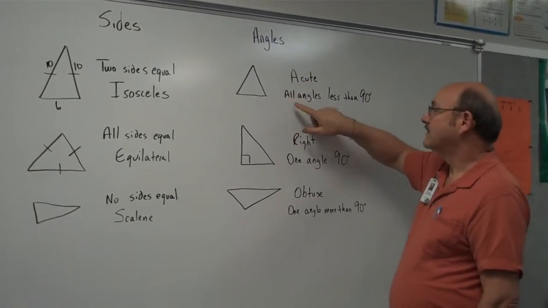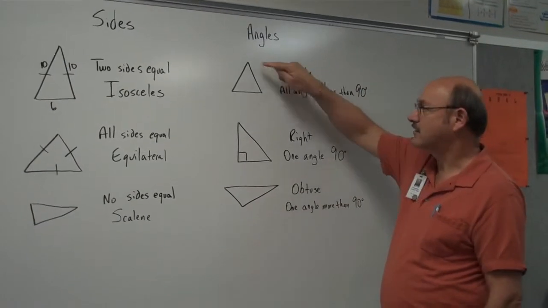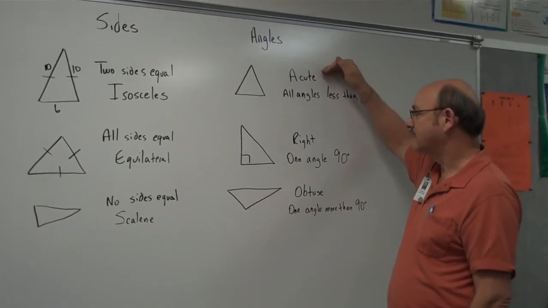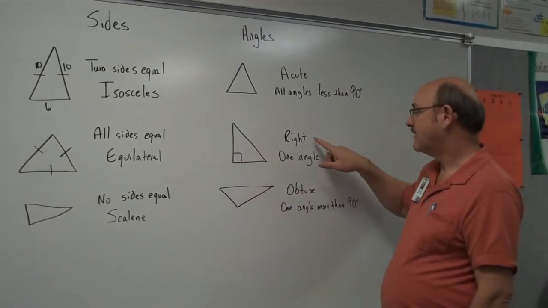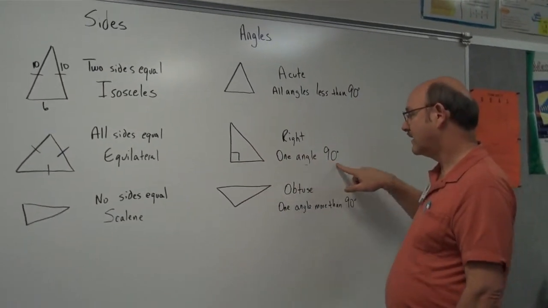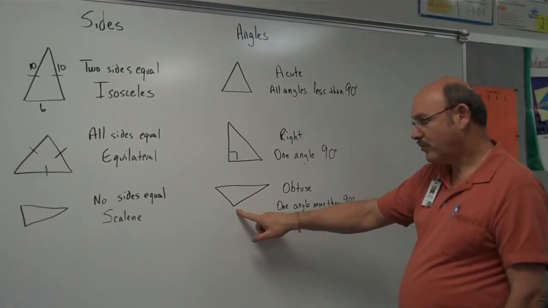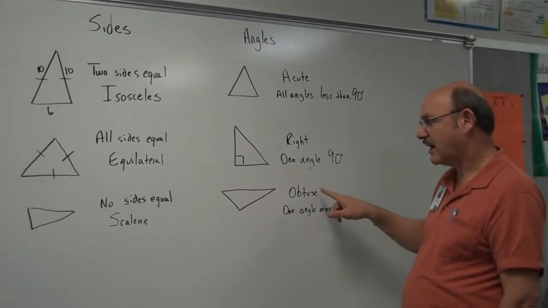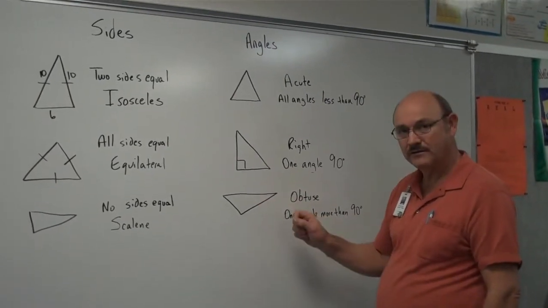If all angles are less than 90, then it's an acute triangle, because they are all acute angles. It's an acute triangle. If one of the angles is 90, then it's called a right triangle. One angle is 90. If one of the angles is more than 90, this is called an obtuse triangle, because one has an obtuse angle in it.